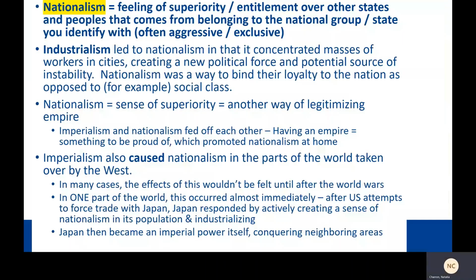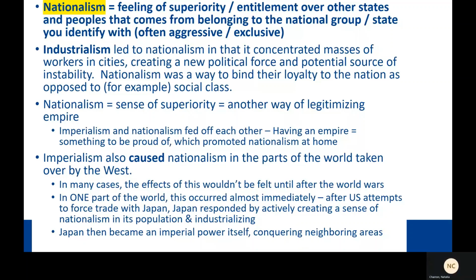Hopefully you're getting a sense of how this is a constructed idea, and that nationalism, at its core, is all about a feeling of superiority or entitlement over other states that comes from belonging to a nation that you identify with in often aggressive or exclusive terms. As we've seen, imperialism led to nationalism by concentrating workers in cities, and nationalism was a way to bind their loyalty to the nation as opposed to, for example, their social class, which could wade into the territory of revolution.